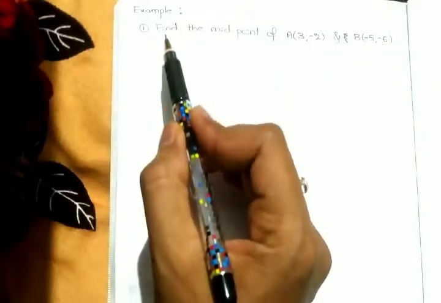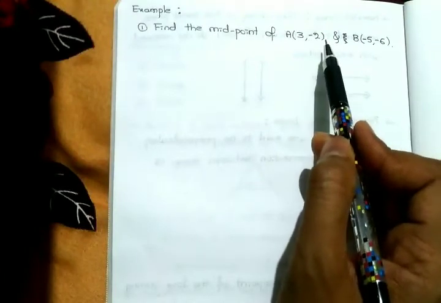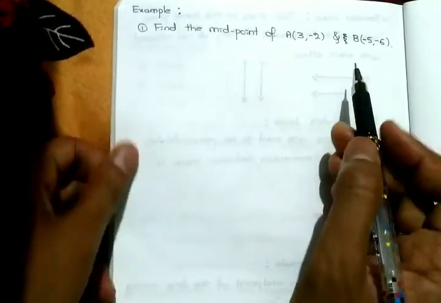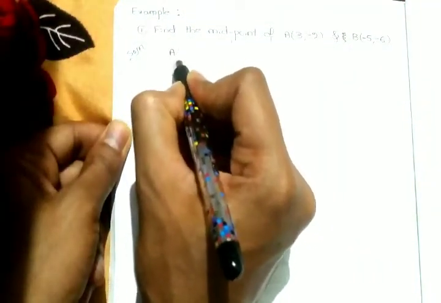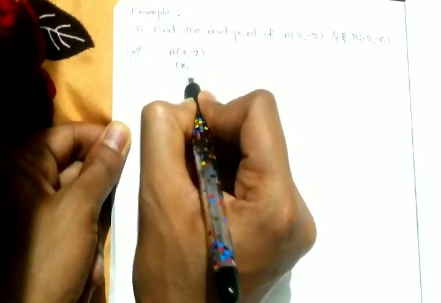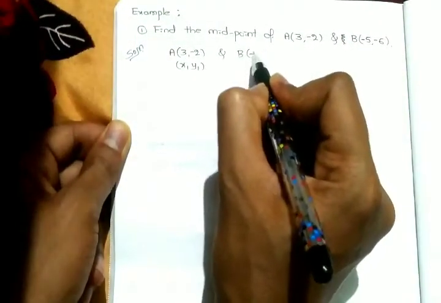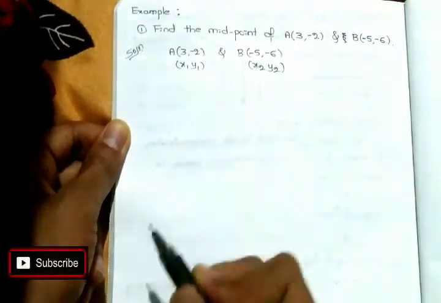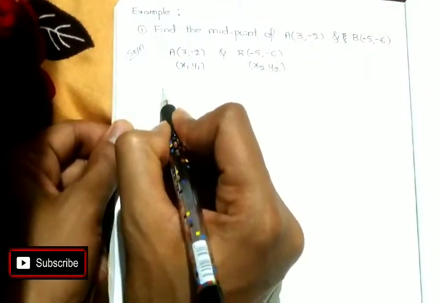For example, find the midpoint of A (3, minus 2) and B (minus 5, minus 6), if they give. So how to find? Solution. First point A (3, minus 2) you should consider as x1, y1, and B (minus 5, minus 6) you have to consider as x2, y2. First point as x1 y1, second point as x2 y2. Then write the midpoint formula.